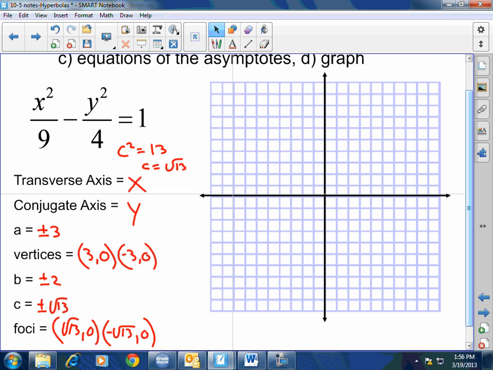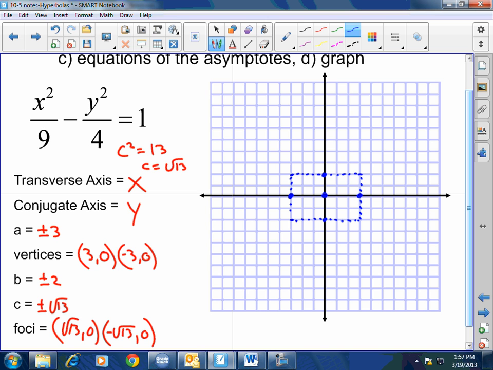Now, please pay attention because I'm about to make magic. Okay, ready? My center is 0, 0. Great. My a, my vertices are 3 to the right from that and 3 to the left. 3, 0. Negative 3, 0. 1, 2, 3. You with me so far? Graph your b, guys. Up 2, down 2. When you have your a and your b, make a box. This is an imaginary box. This is not part of the hyperbola. This is just going to help you graph it. You with me so far, guys?